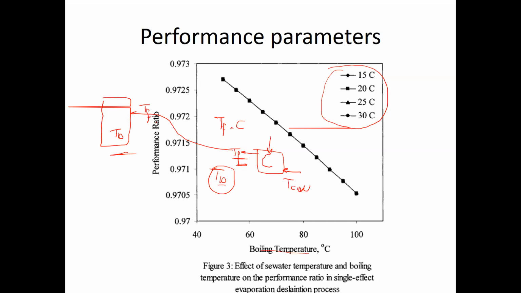I see. Okay. Then, if TF is constant, practically speaking, how is TB going to increase? It is going to increase by increasing the steam temperature which is coming in here. Is that clear? Yes.